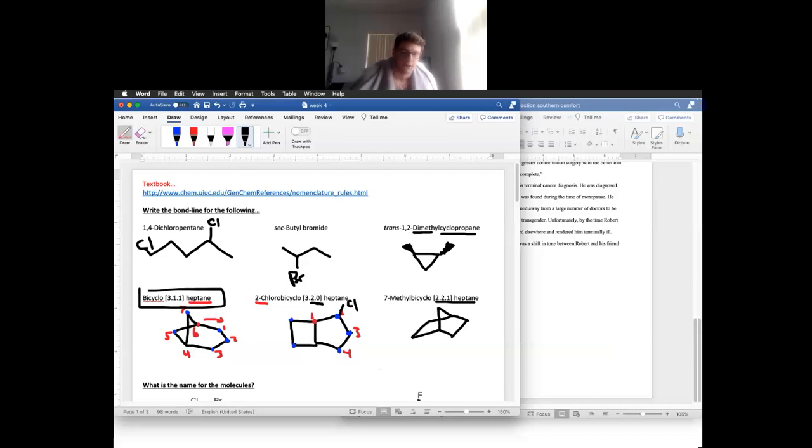Now, we know that you don't really have to go through the numbering process if you know that your last carbon will be the carbon on the bridge. And our last carbon, because it's a heptane, will be our 7th position, right? So we would have a methyl on the bridge. Make sense? Any questions on that?